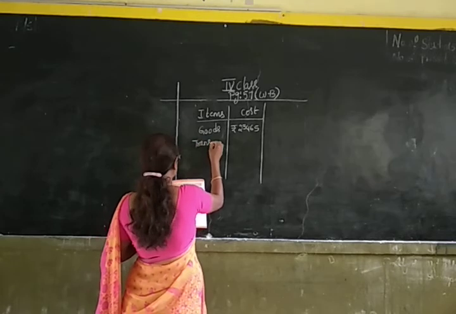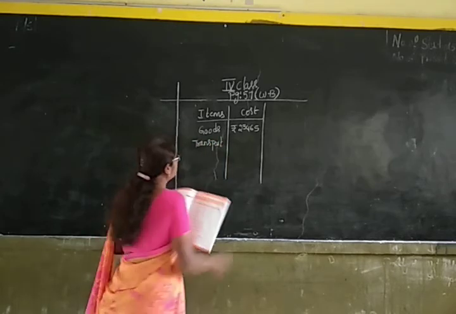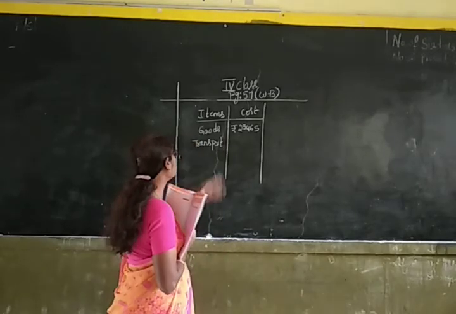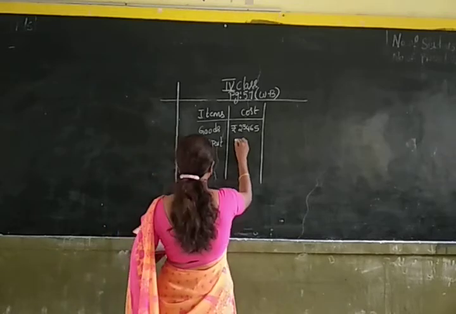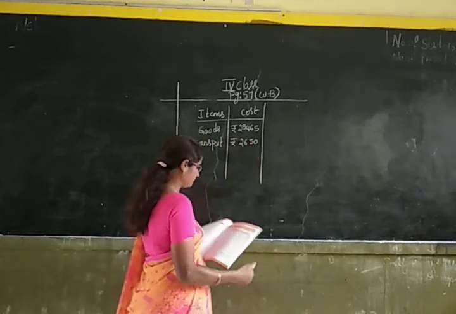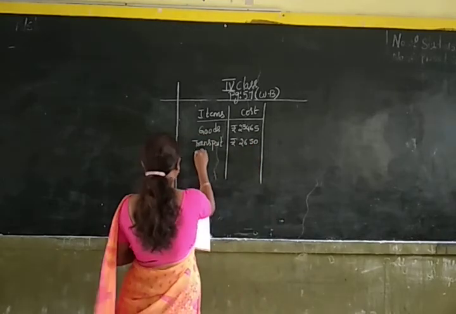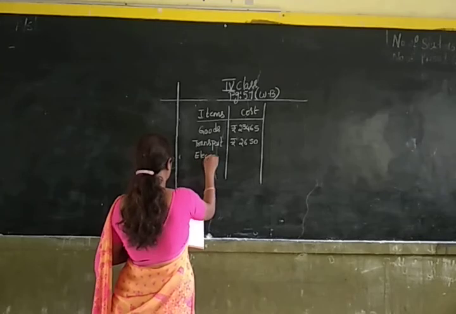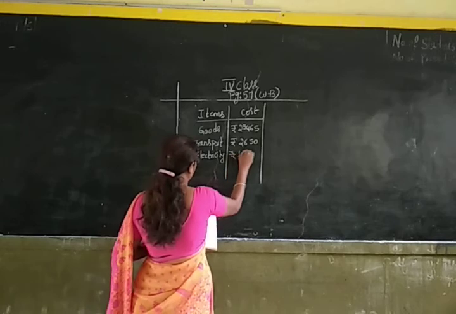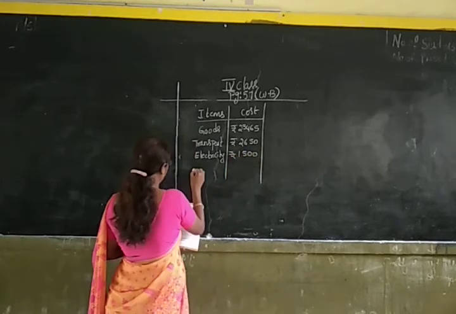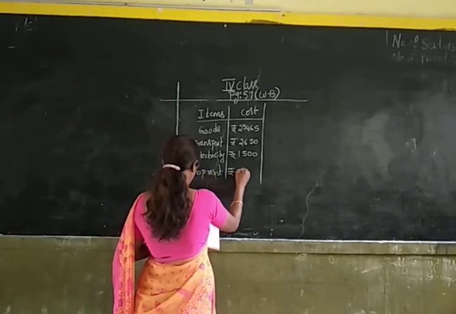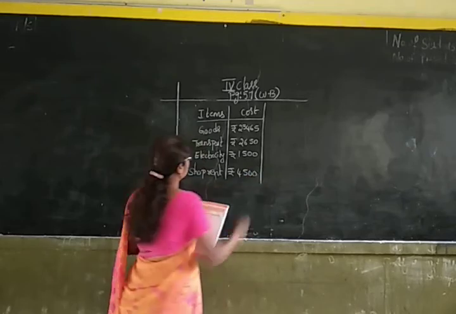You have to visit the nearby shop and ask the shopkeeper for the following information. First the amount spent on goods, the amount spent on transportation. So the amount spent on transportation is 2,650. And the third one is electricity. You have to find out the amount spent on electricity. So he spends 1,500 on electricity. And the last one is shop rent. So what is the shop rent? The shop rent is 4,500.